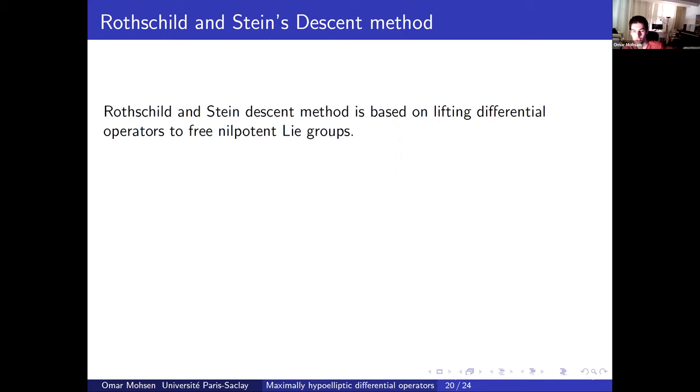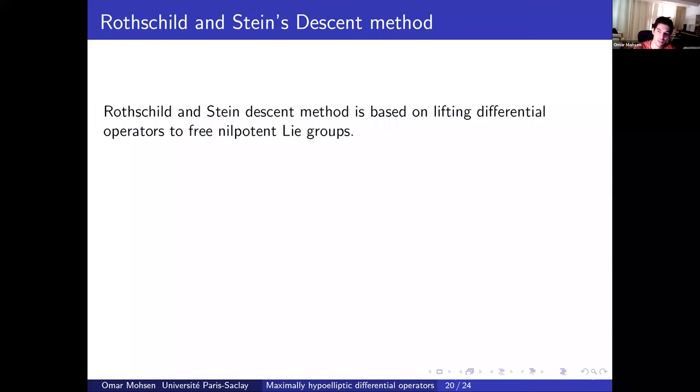Of course, you have Hörmander's method, but building on the work of Hörmander and Stein, there is this general procedure made by Rothschild and Stein, which is: you take your differential operator on your manifold, you lift it to some free nilpotent group, and on the free nilpotent group the situation is much simpler. Your manifold is essentially replaced with a free nilpotent group. And then you prove regularity on the free nilpotent group, and then you push forward this regularity to the manifold. This is the method that Rothschild and Stein made, and they used it to prove Hörmander's sum of squares theorem.